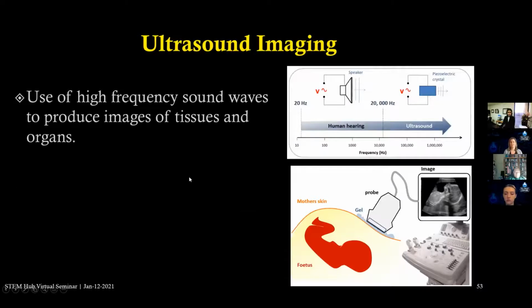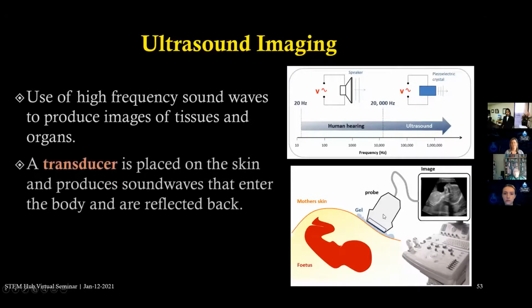So ultrasound, as I mentioned, uses high frequency sound waves that are over 20 kilohertz. And you place a transducer. So this is again an example. This is the mother's womb with the fetus, and this is your transducer. This transducer produces sound waves, and these sound waves enter the body and reflect back at the tissue interface. So whenever there are two tissue interfaces, it reflects back, and whatever is reflected back, you capture as a signal and produce the image.